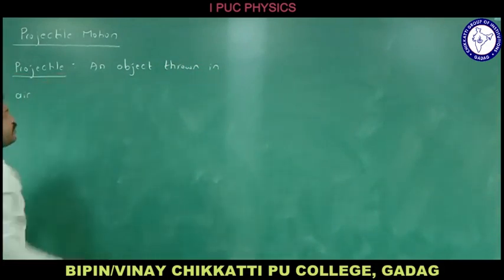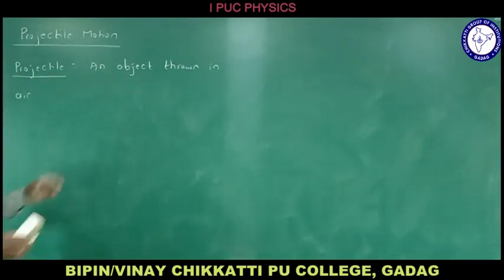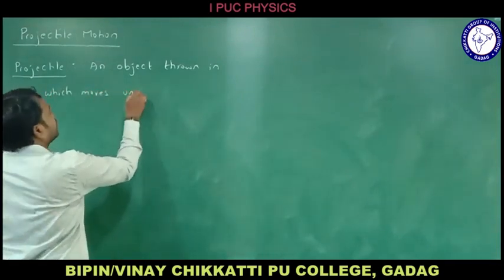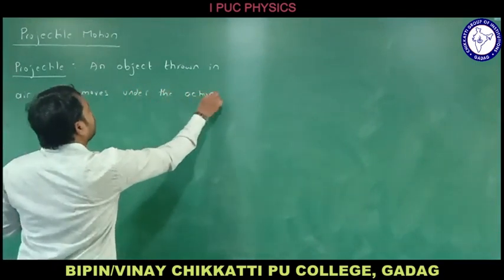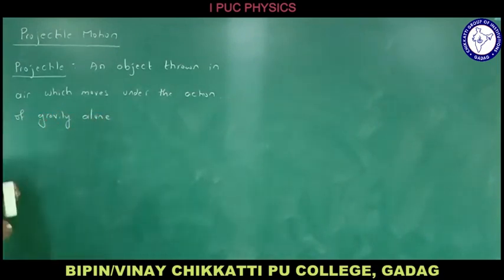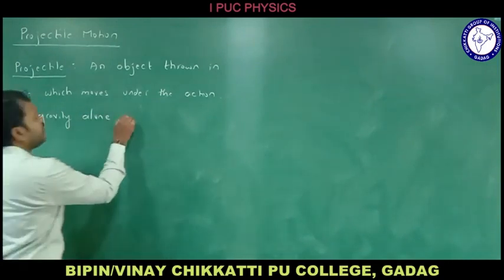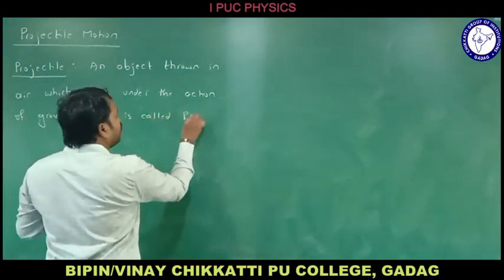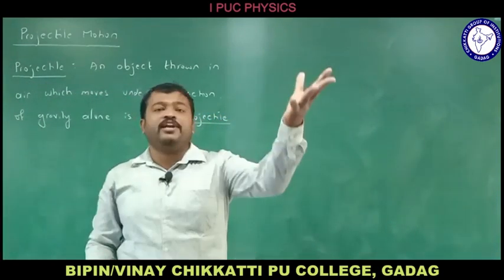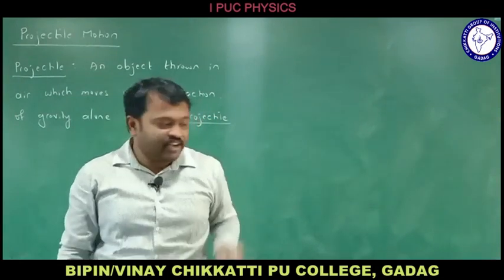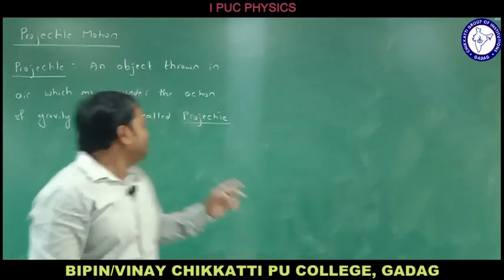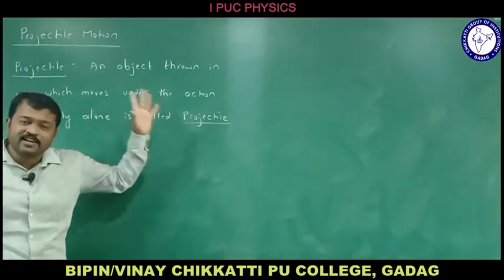So first of all, you need to understand what is meant by projectile. It is an object thrown in air which moves under the action of gravity alone. Do you understand what is the meaning of projectile? If I am throwing the object, only the gravitational force is acting on it, right? So an object which moves under the action of gravity alone is called a projectile.